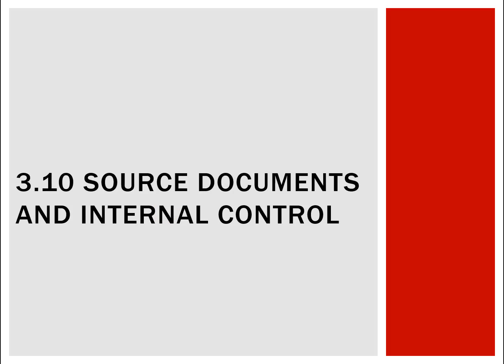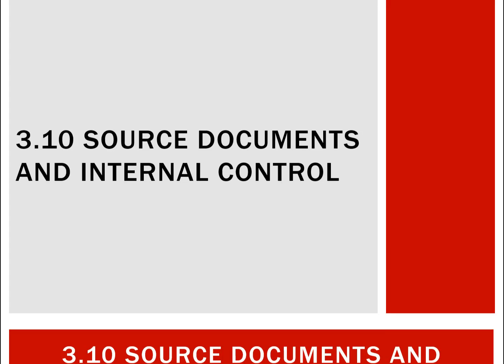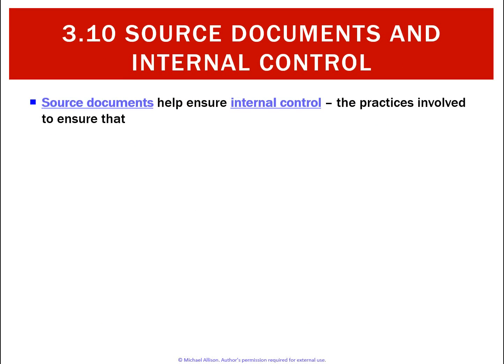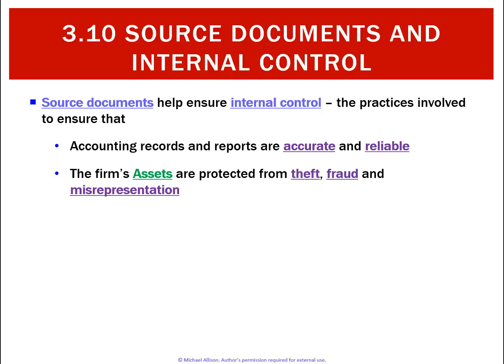We're going to look at the issue of source documents and internal control. So we looked at internal control in Chapter 1, and source documents will help ensure that we have internal control because our records will be accurate and reliable, and that'll prevent our assets from theft, fraud, and misrepresentation. So that was our actual definition of internal control.